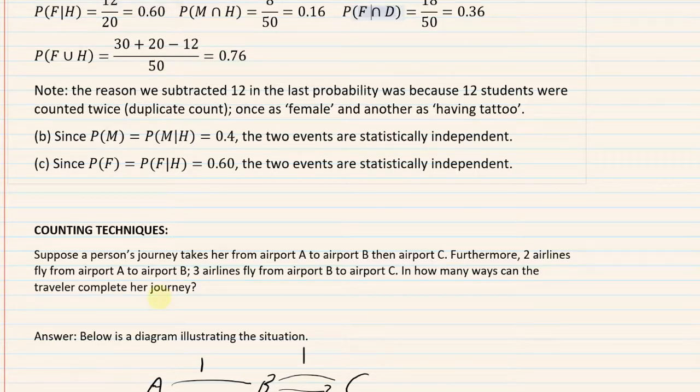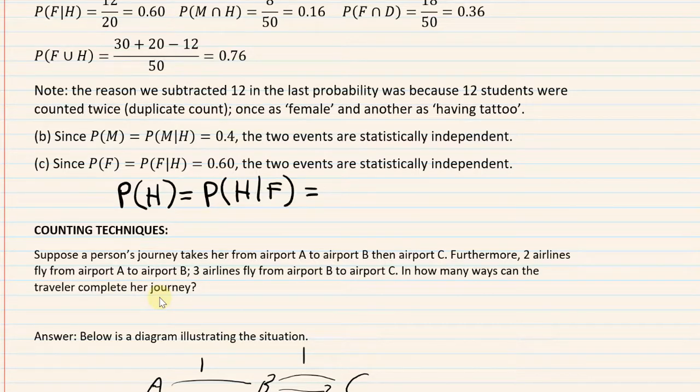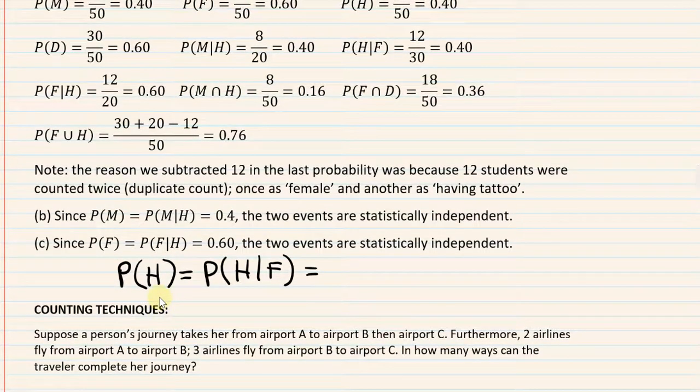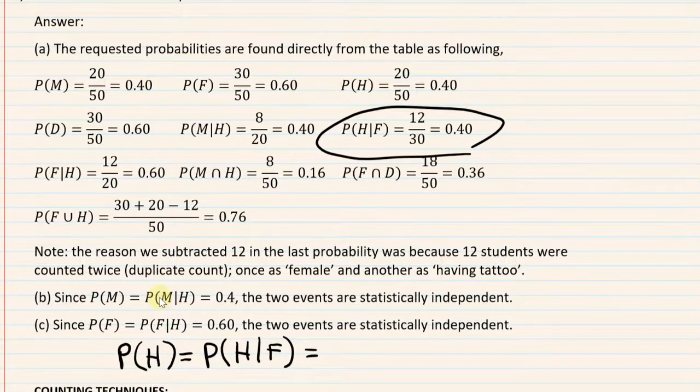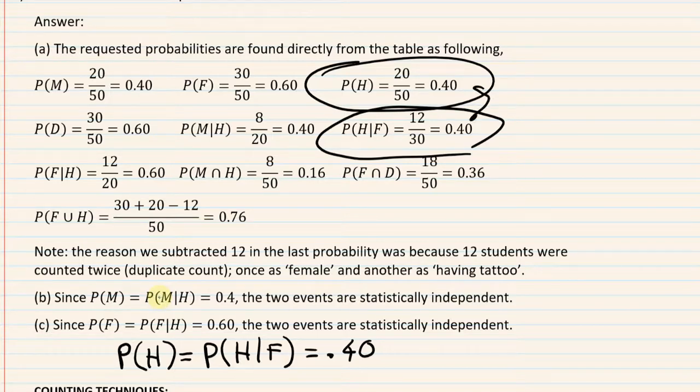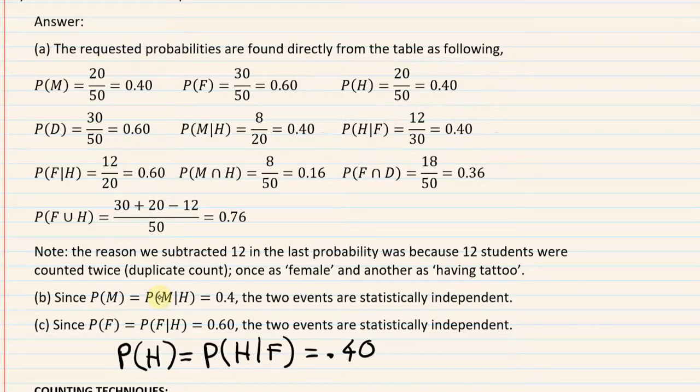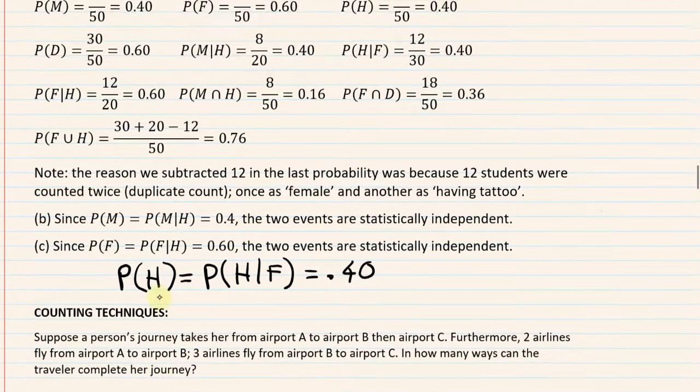This is what I mean. Is the probability of H equal to the probability of H given F? Are those the same? The probability of H given F is right in here, that's 40%. The probability of having a tattoo is also 40%, so both are 0.40. Either way you can test it, both ways show that they are indeed independent. Same conclusion. So that takes care of all of the probability material we just learned in this section.